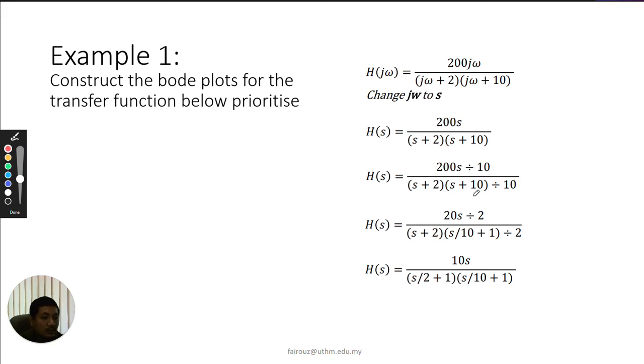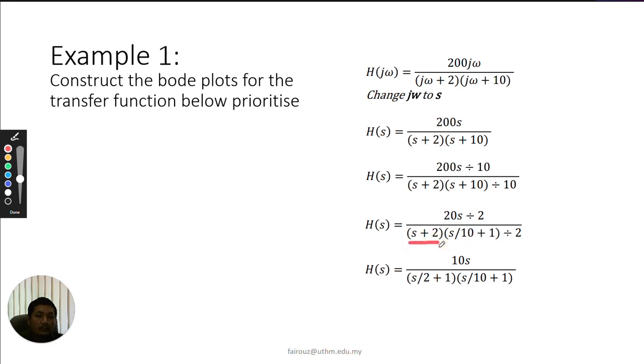To do that, for example, first we look at this 10 here. We have to change from 10 to 1. How to do that? We just divide this with 10, and since we divide this with 10, we also have to divide the other part with 10 as well. So once we divide it with 10, we will have 1 plus s over 10. And of course don't forget that when you divide 200 with 10, you are left with 20. So this is okay now.